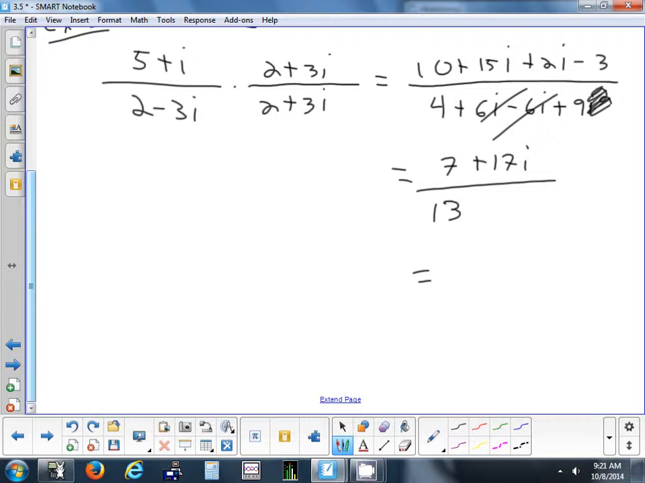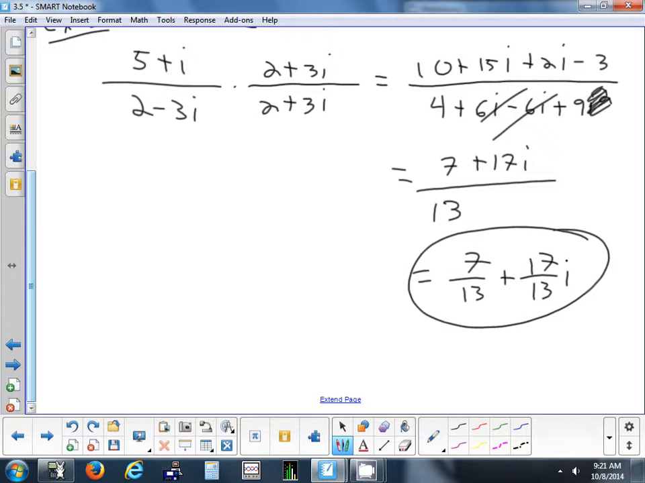So there's no imaginary part left in the bottom. Generally, how they write the answer is the real part and imaginary part separate. So they do it like this. Everyone see how I separated that into two fractions? Just put each part over 13 separately. So my real part is 7/13. My imaginary part is 17/13. And that's how you divide complex numbers.